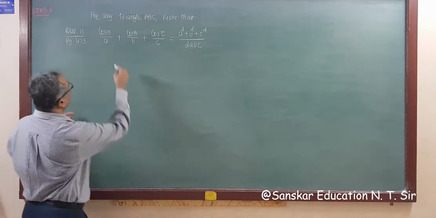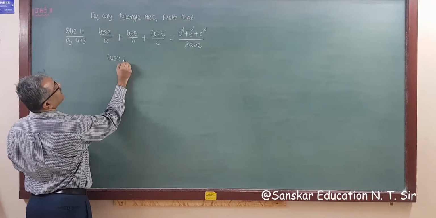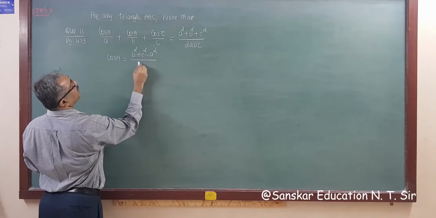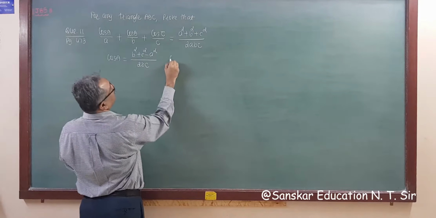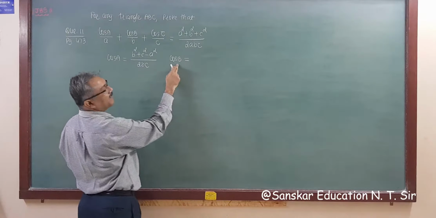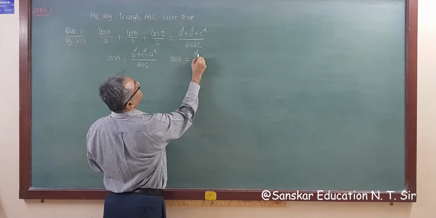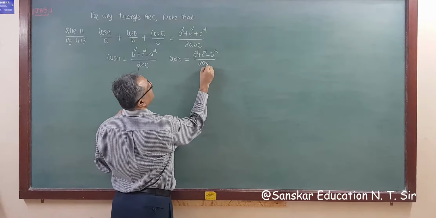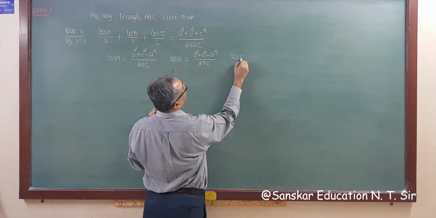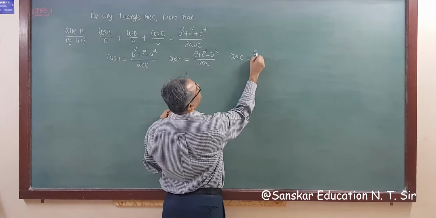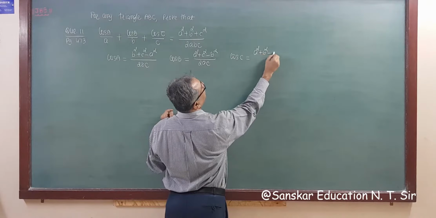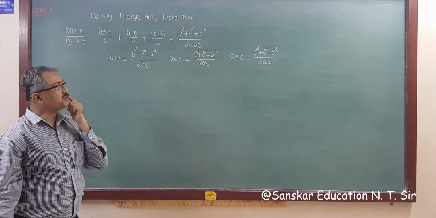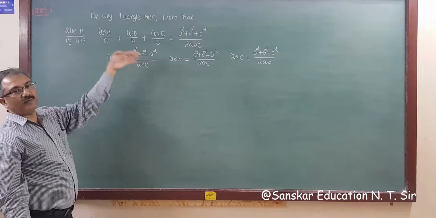Right? So the formula for cos A is b square plus c square minus a square upon twice bc. Similarly, cos B: you have to subtract b square, so the other terms are a square plus c square minus b square upon twice ac, and cos C: you have to subtract c square, so a square plus b square minus c square upon twice ab, right? So these are the formulas. Applying these formulas you will get your answer.